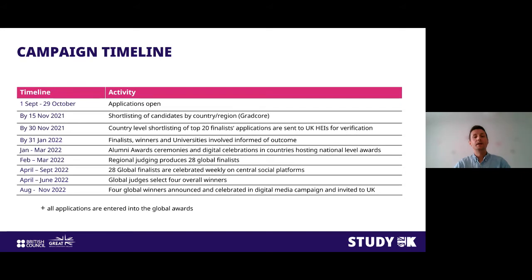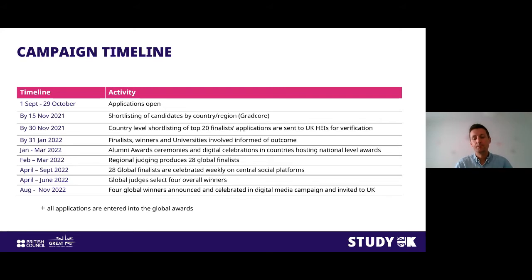So each country that will be taking part in the awards gets their top 20 applications, and then we send those to the universities represented. So we ask the universities represented to verify the applicants, just to make sure that they did in fact study at that university. And then before January, the end of January 2022, we let all finalists, all winners, and all universities involved of the outcome of their application.